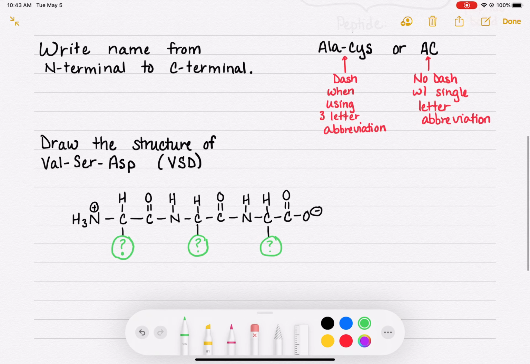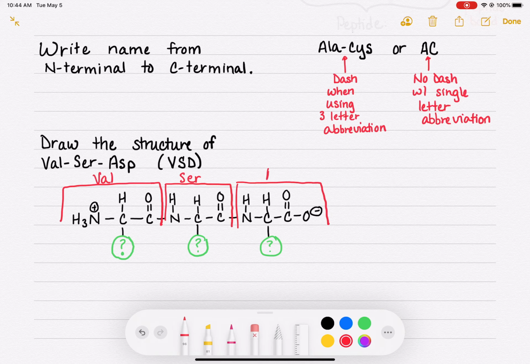So what we have here, let's put some other markings on this. This right here is going to be our VAL amino acid. And this chunk right here is SER. And this chunk right here is the ASP. And this is our C terminal. And this is our N terminal.